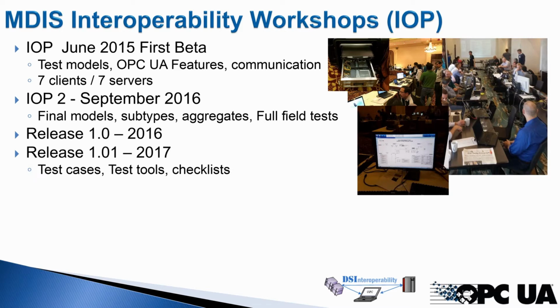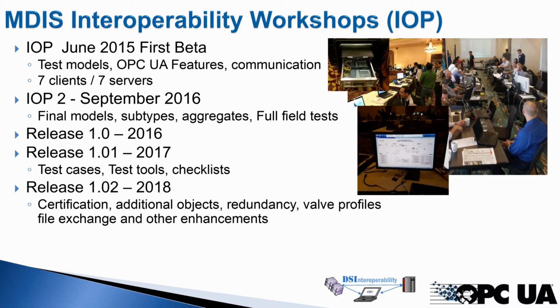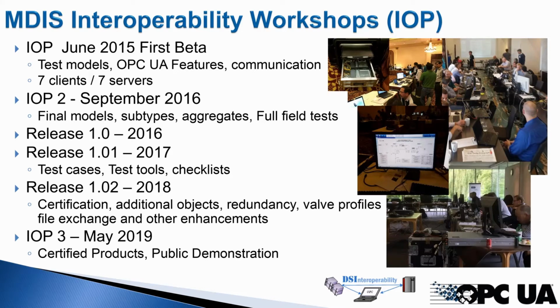Since then, we had an update in 2017 that added more certification and checklist items, things that we found we could improve. We had a second or a third release in 2018 that added additional objects, redundancy discussions, valve profiles or signatures, and an exchange format for them, so how we can actually exchange them back and forth. We had a further IOP in 2019.